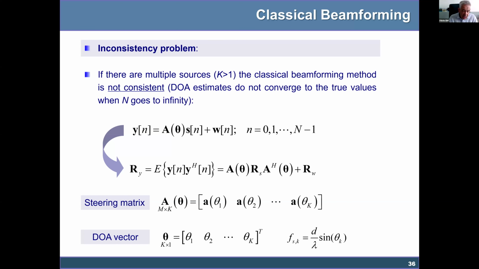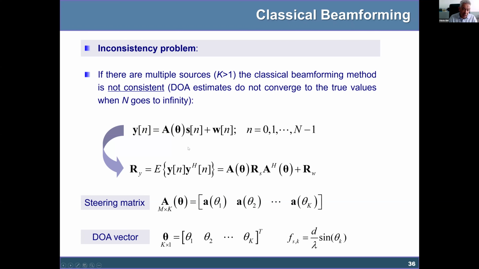But let's see how we can prove that the method is not consistent. What does it mean that it is not consistent? It means that if you have capital K sources, when n goes to infinity, not necessarily the K peaks are at the true direction of arrival. So why? Okay, let's start from the array model.